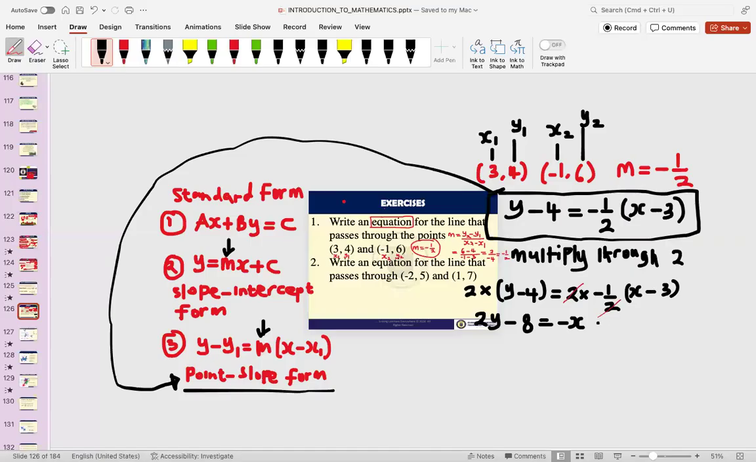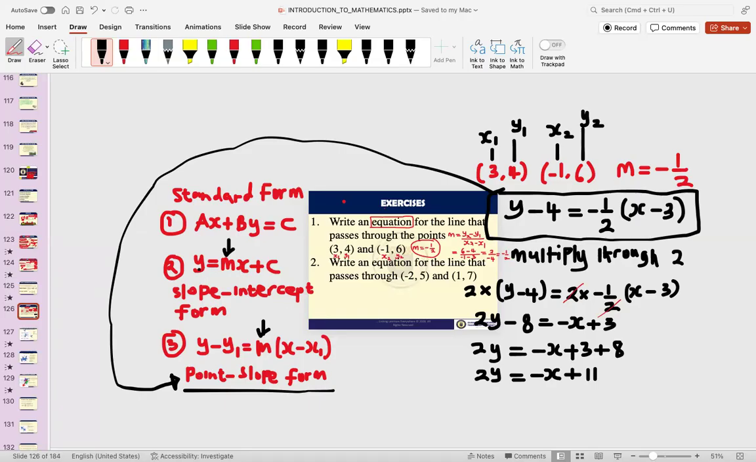Negative 1 times negative 3, we have positive 3. Then this will also go. So we have 2y is equal to negative x plus 3. This negative 8 is coming, so it becomes positive 8. We have 2y equals negative x plus 11.